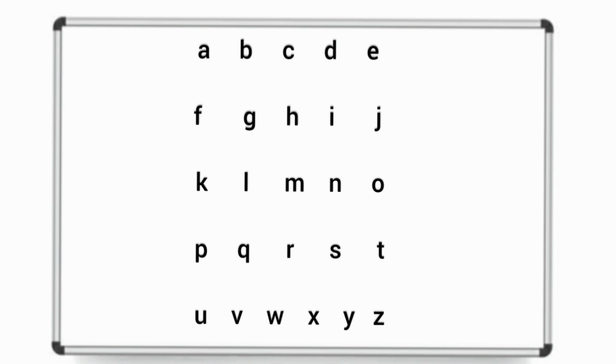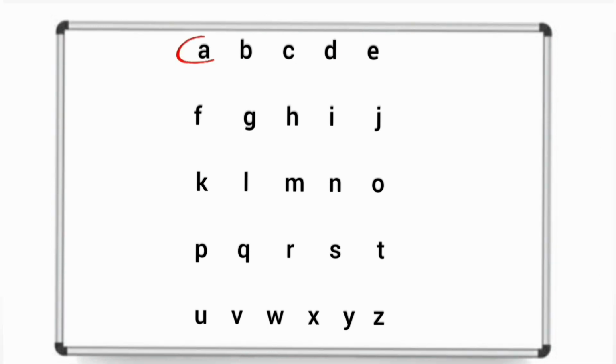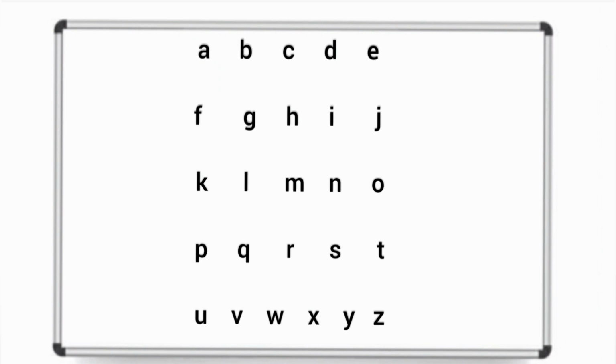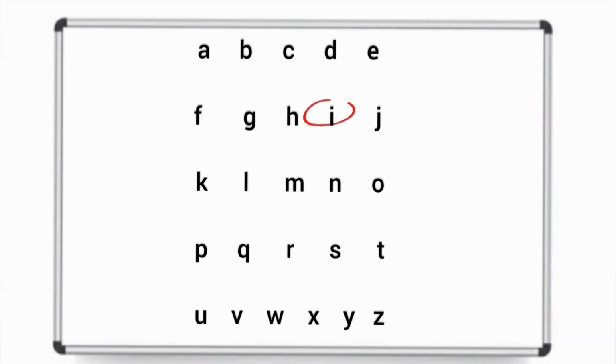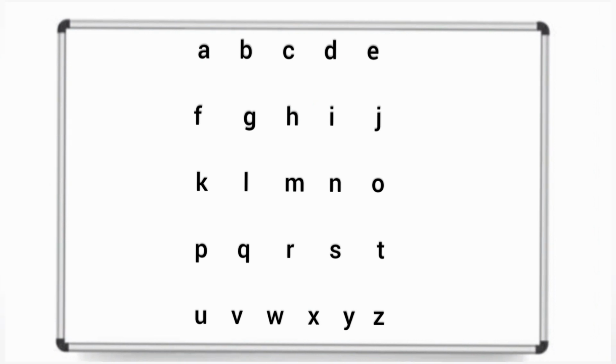Here see the alphabet. The first letter A is a vowel. The next letter B is a consonant. C is a consonant. D is a consonant. E is a vowel. Then F is a consonant. G is a consonant. H consonant. I is another vowel. J is a consonant. K is a consonant. L, M, and N consonant.